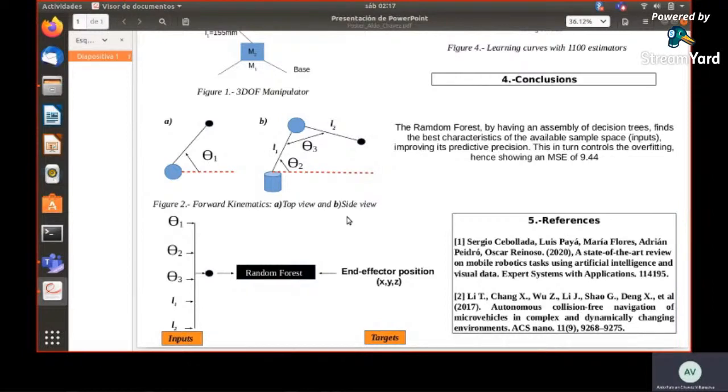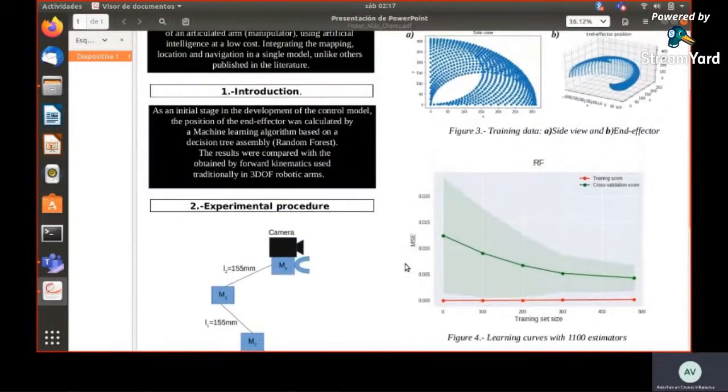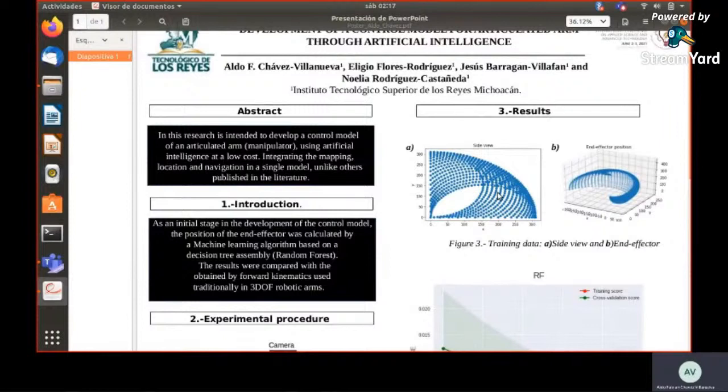Mainly, for the training process, the algorithm was fed with all the possible variations of the control angles, theta 1 to theta 3, and the length of the links, which were considered as input. This is the input: all theta 1 to theta 3 and the length of the links. While the target was the position of the end effector. This is the database used to train the algorithm, the training data. This is the side view and the end effector position.